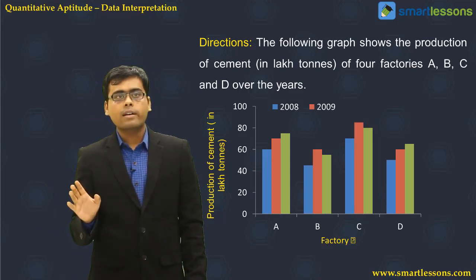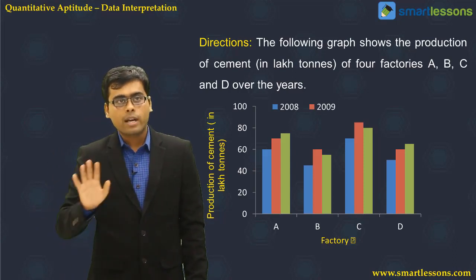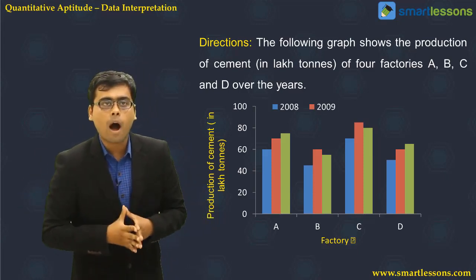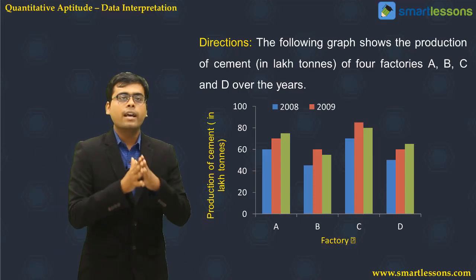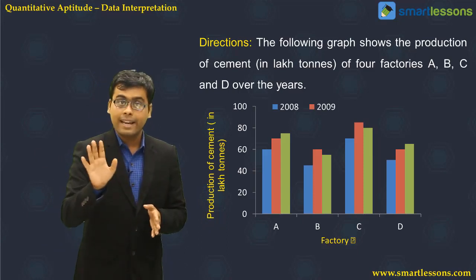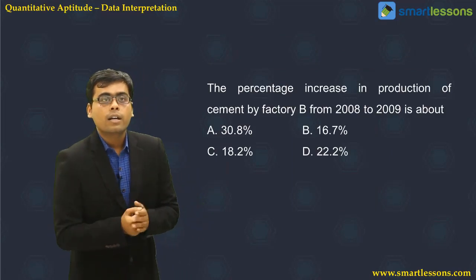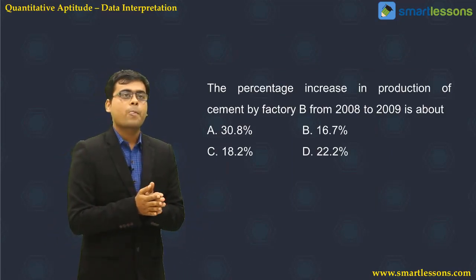The red color one represents the production in the year 2009, and the green bar represents the production in the year 2010. All right. Now let us start solving the question.